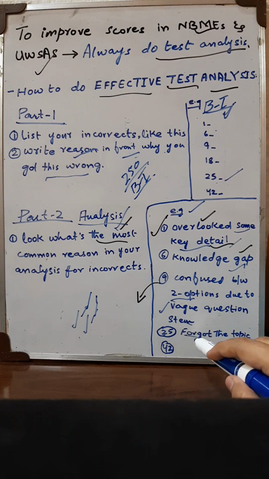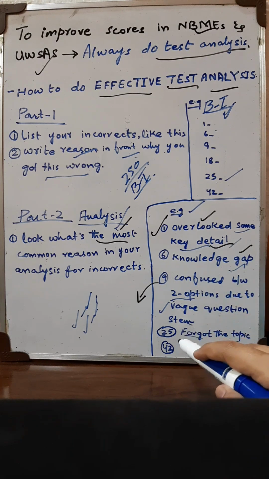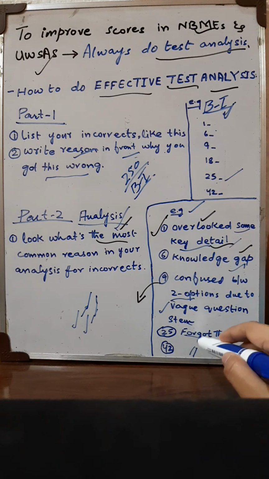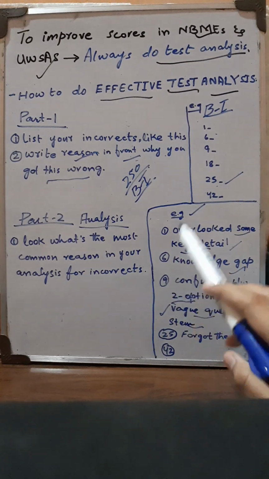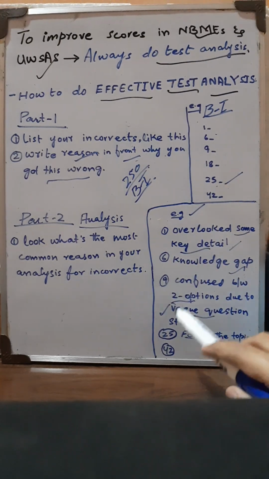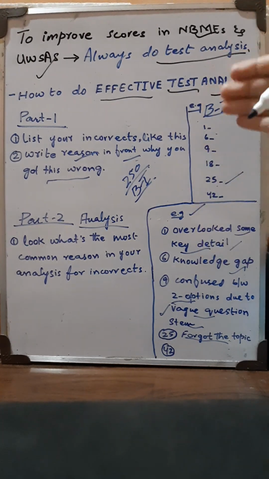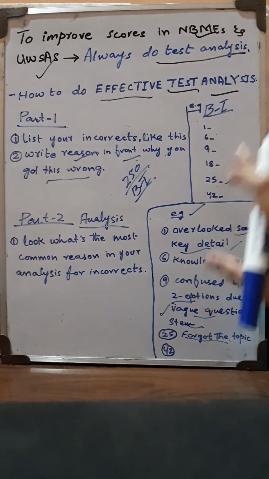For example, they were asking some treatment, and I forgot the treatment. So I forgot the topic, therefore I got that wrong. And let's say question 42 will have the same reason, that I forgot the topic. For example, I got the 25th question wrong because I forgot the topic. And in this way, I did my test analysis. I would say I list all the incorrects, and then I wrote my reasons in front why I got these questions wrong. So this is part 1 of analysis. This is done right now.